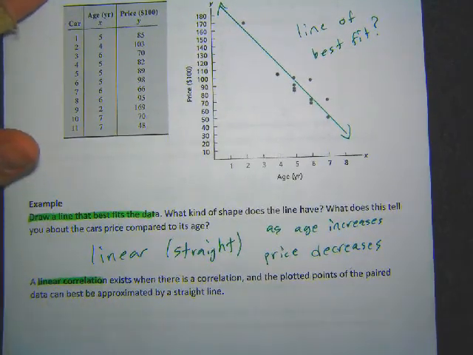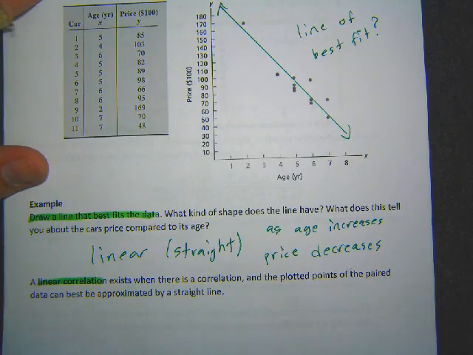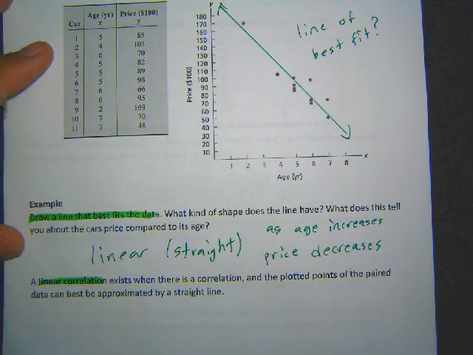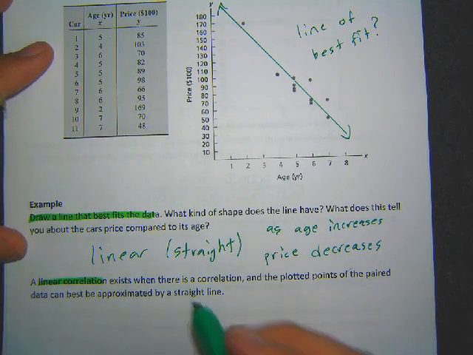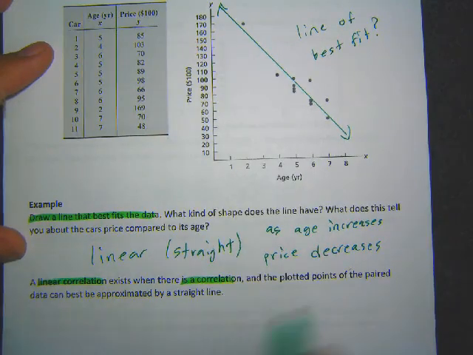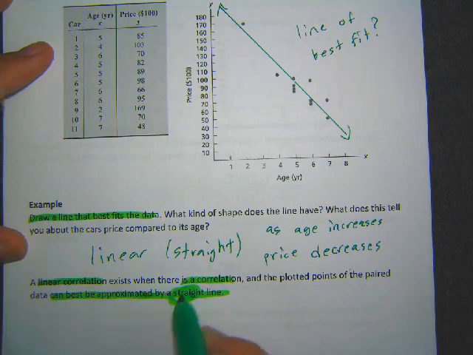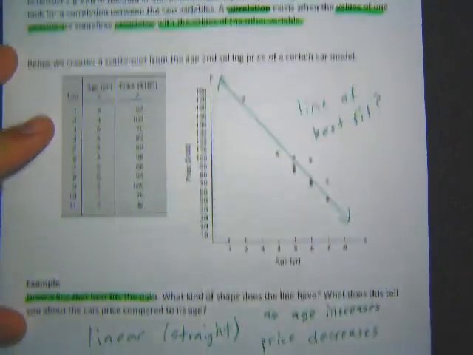We're not going to get really into the other types of correlations in this class because that's more advanced statistics. We're going to keep it simple and just look at straight line correlations. So if there is a correlation and it can be best approximated with a straight line, that's what we're going to call linear correlation.